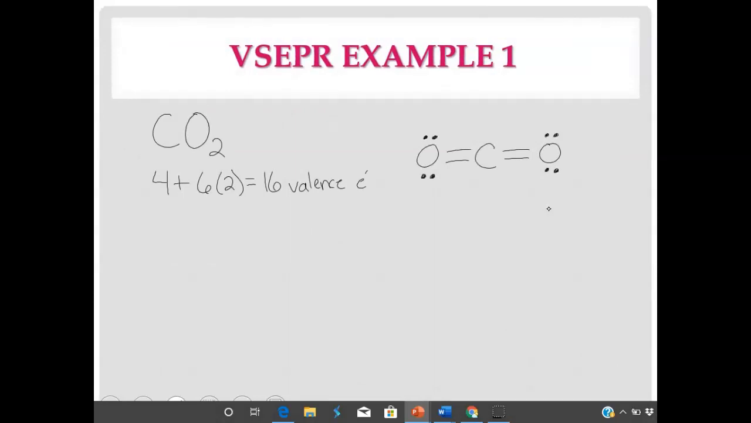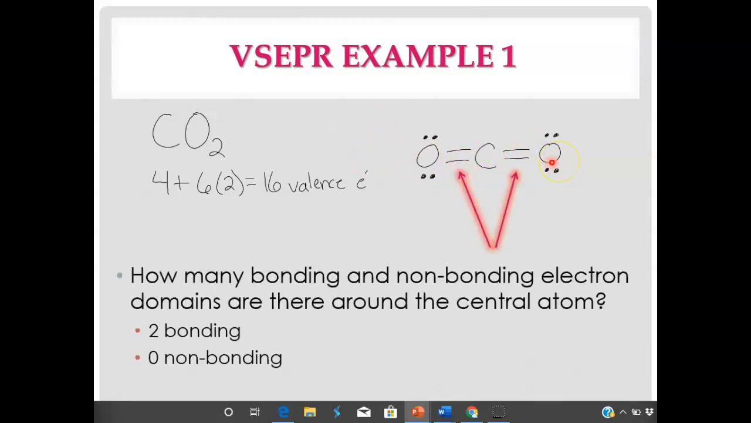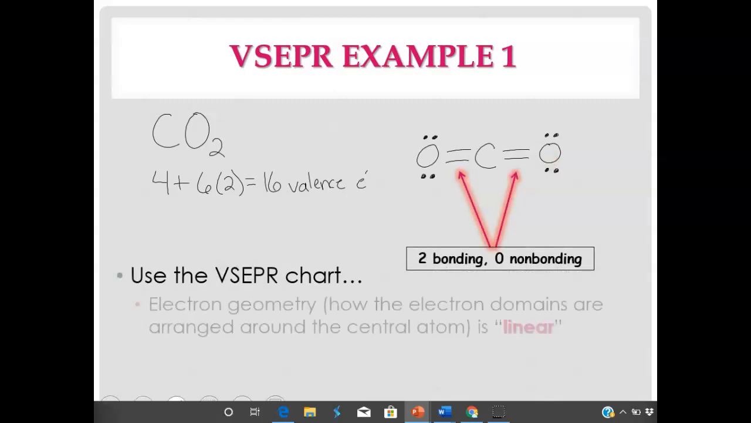We did this one in class, CO2, and you'll see that there are 16 electrons, but these two and these two are all domain. These are domains 1 and 2. So there's 2 domains, no lone pairs on the central atom, and you have a linear shape to it.